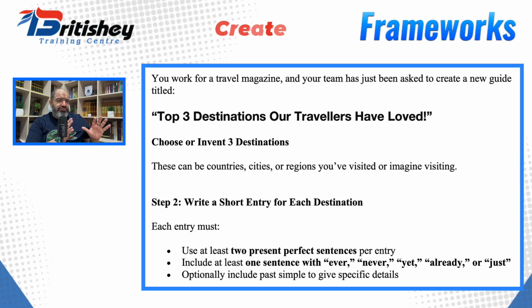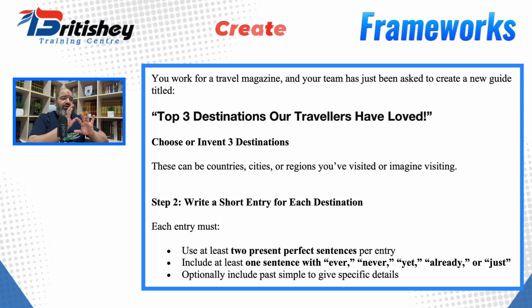And from the name, it's about producing. It's about the language output. And simply, you can ask your students to do an activity like that. Let's have a look. And the activity is called Top 3 Destinations Our Travelers Have Loved. And you say to your students, choose or invent 3 destinations. These can be countries, cities, or regions you've visited or imagine visiting.